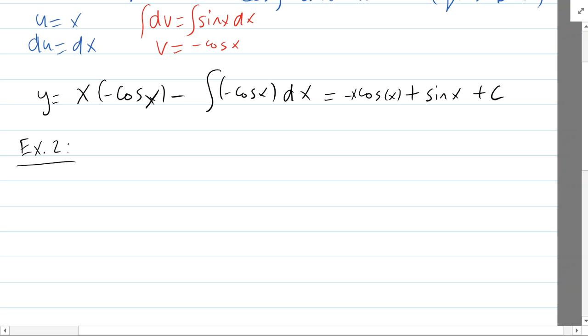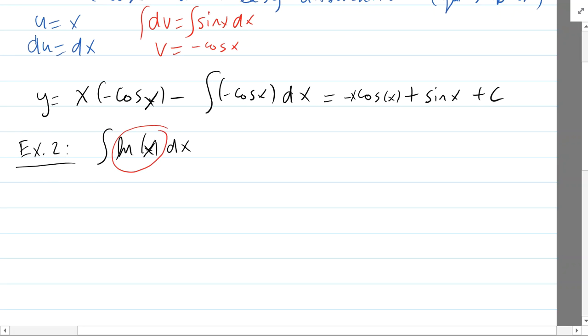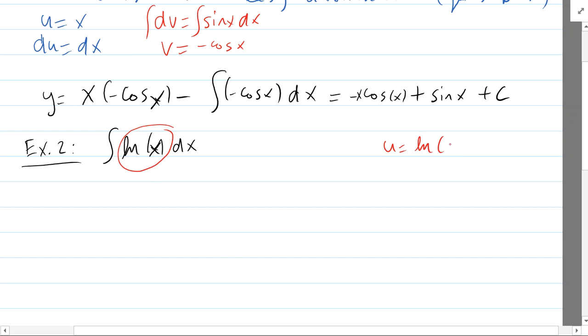Our potion's not ready. Remember I promised that I would teach you how to integrate natural log? Here we go. What did I say every single time? What do you always choose natural log to be? u equals natural log of x. What is the derivative of u? 1 over x dx. Now, that means that x is the only thing that can be dv. dv equals dx. Integrate both sides. What does v equal? x.